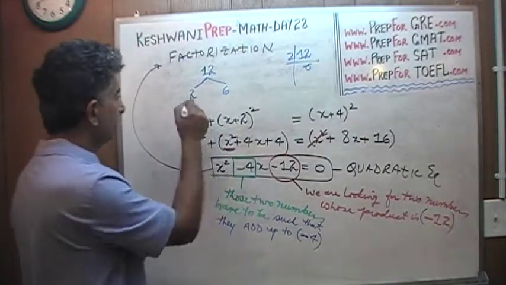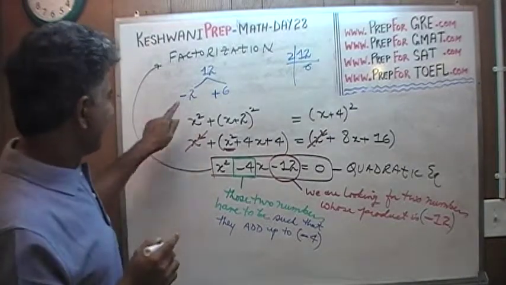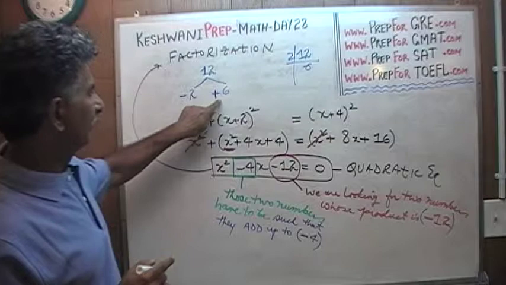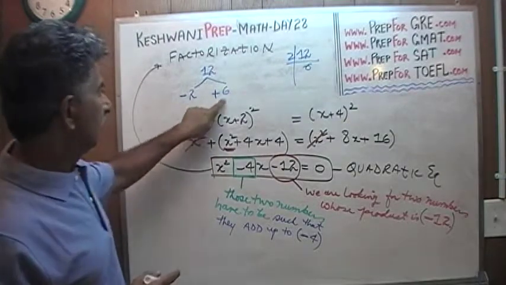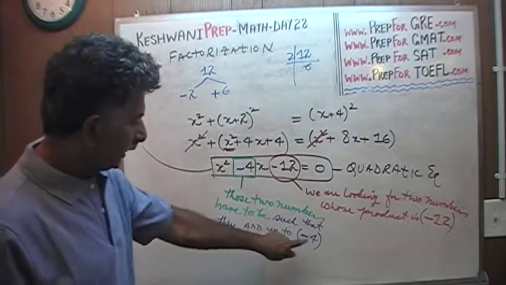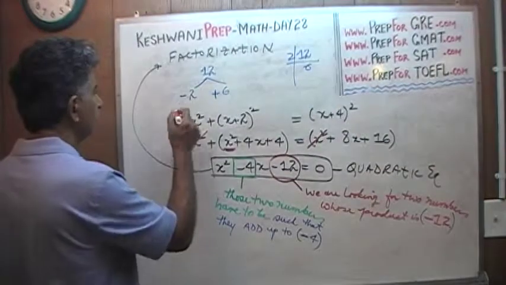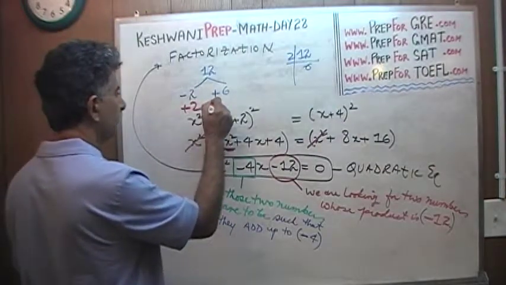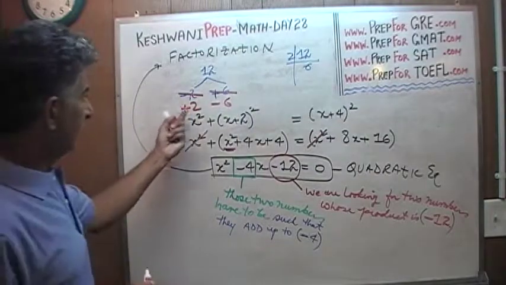But we want a -12, which means one of them will have to be negative, and the other one will have to be positive. If that's the case, -2 and +6, do they add up to -4? No, they do not. A -2 and a +6 will not add up to -4, which tells us that this does not work. This tells us that we need +2 and a -6. So that's what it is, +2 and -6.